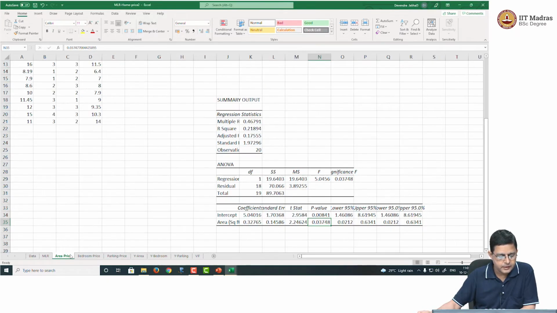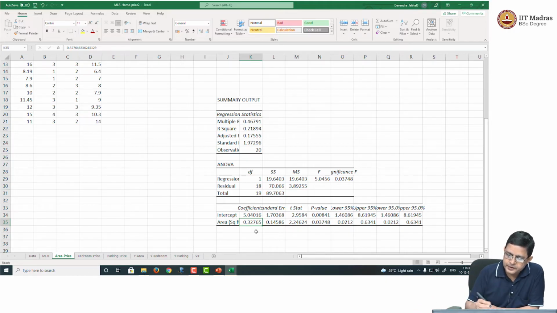Now look at this. What was the marginal slope? 0.32, and it was significant. P-value was only 0.03. The estimate of beta 1 was 0.32. What is this estimate of beta 1? This is my marginal slope.